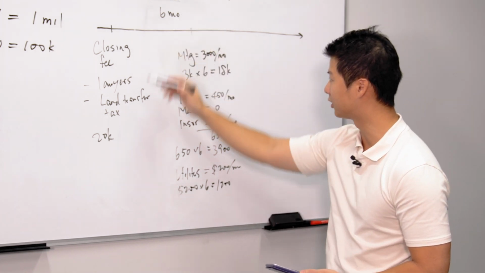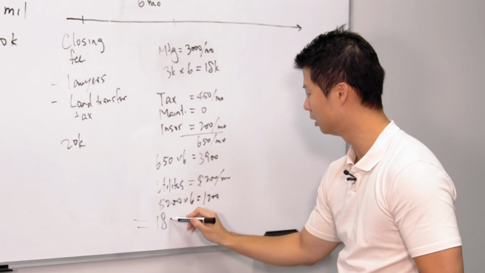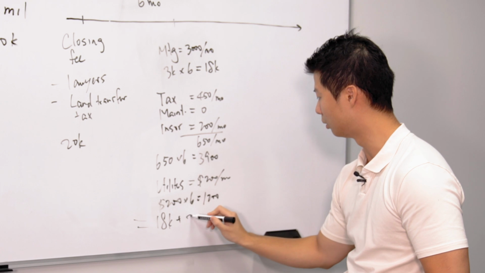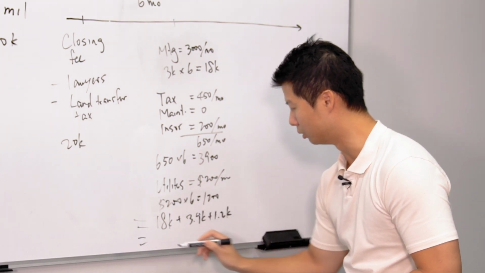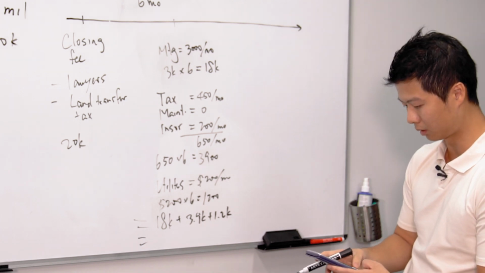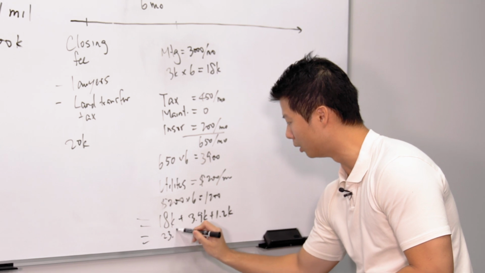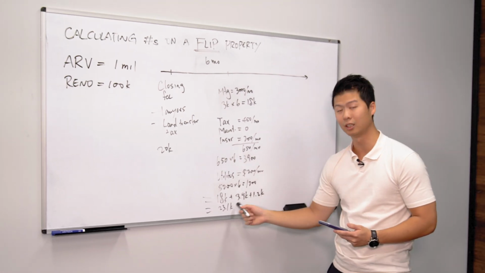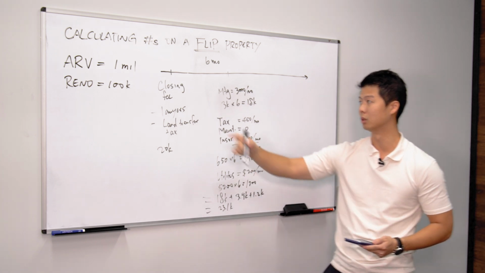So if we add this all up, this is going to be 18K plus 3.9K plus 1.2K, and that's going to give you 18 plus 3.9 plus 1.2, that's 23.1K. Okay, that's the additional expense that you still need to budget so that you're not running out of funds while you're doing the renovation.